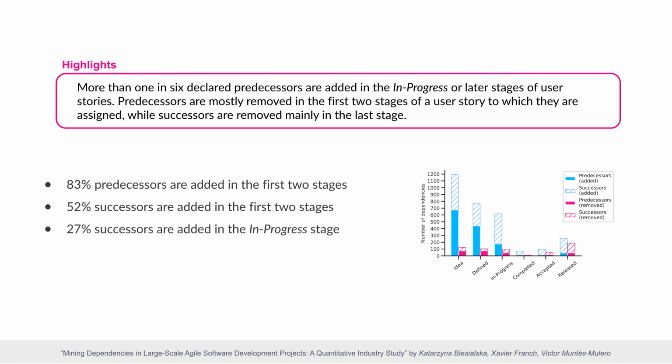Yet, over 17% of predecessors are added after the idea or defined stages. What does it tell us? We could interpret the predecessor declaration for a user story in the in-progress or later stages as delayed. The nature of such late declarations remains to be clarified and could be a stepping stone to uncovering hidden implicit dependencies. Predecessors are mostly removed in the defined and idea stages and to a lesser extent in the in-progress stage.